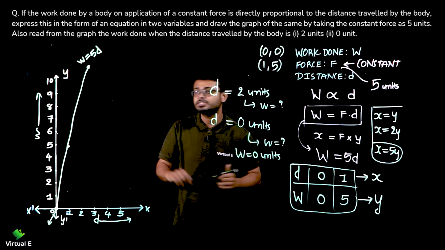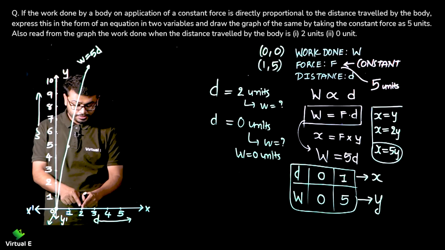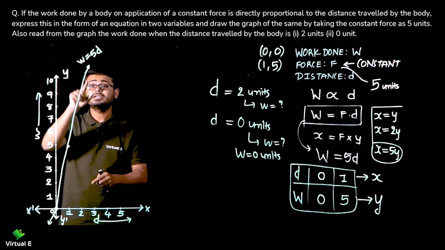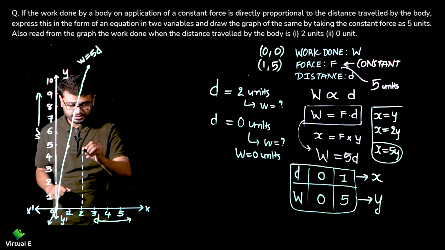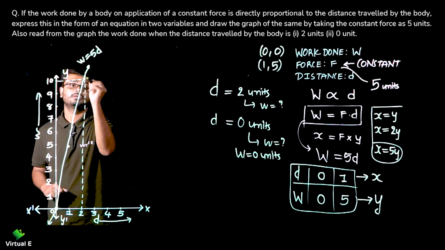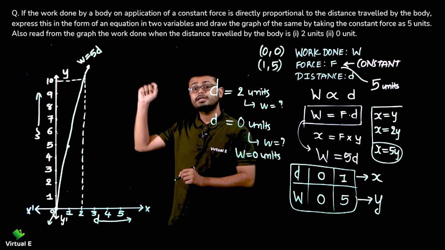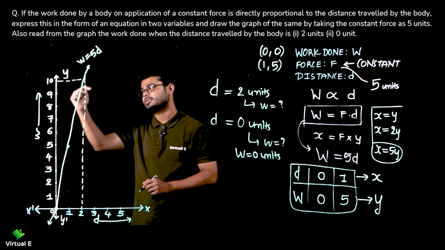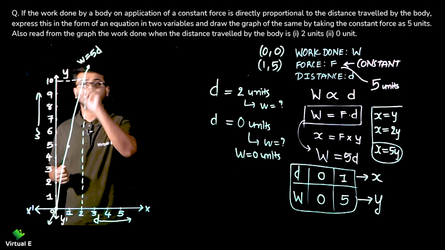Now come to the 2 units. How can we find from the graph about the 2 units? So for that, what we will do, we will extend the line of 2 till it touches this line. Remember, extend it upper side, right? Because we want for positive 2. And remember, we will only talk about the positive quantity.